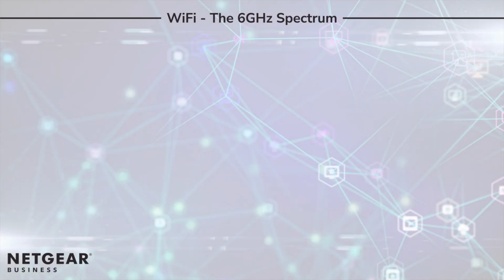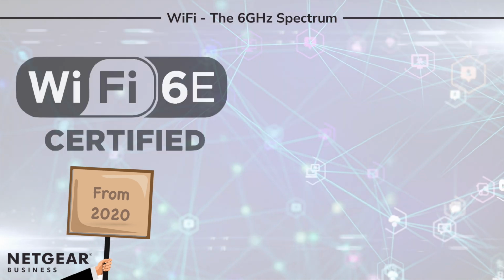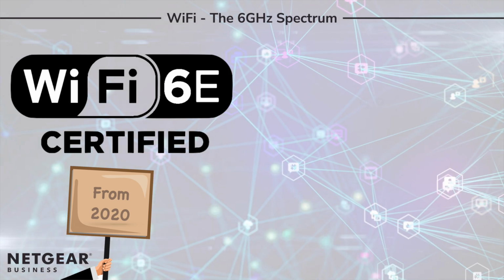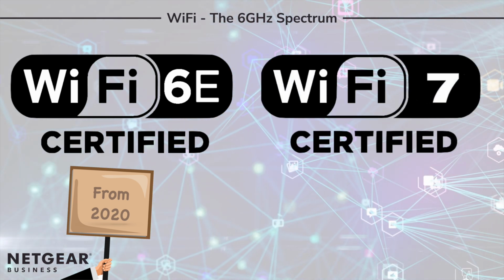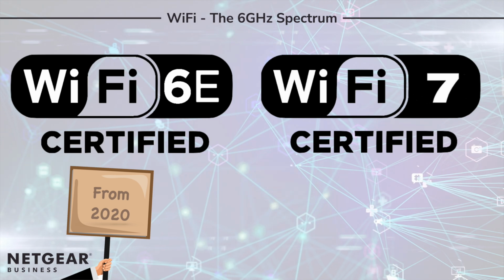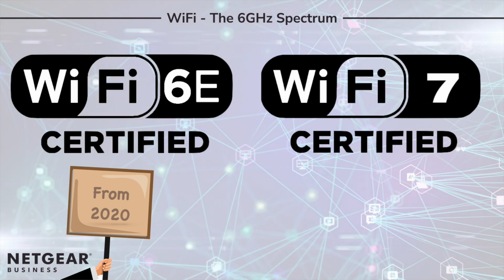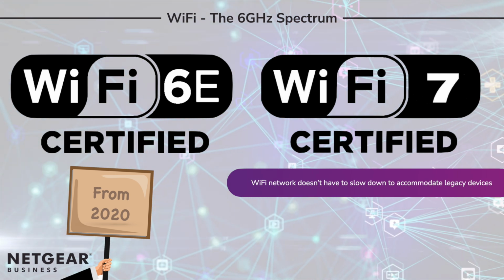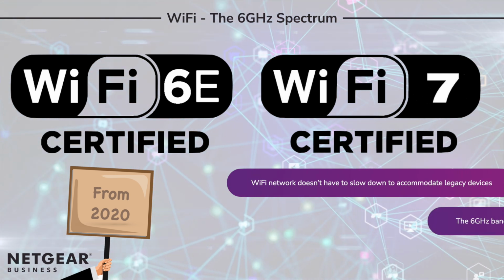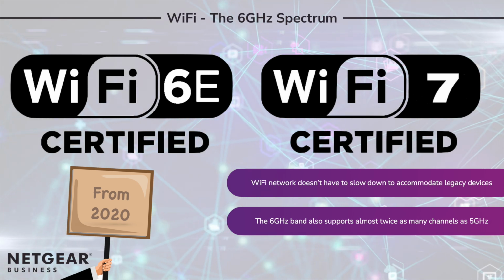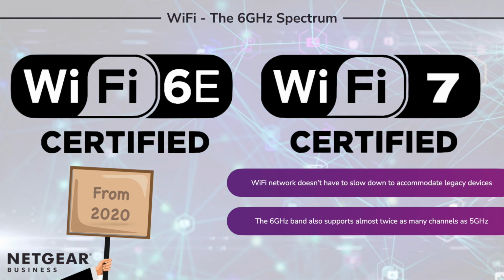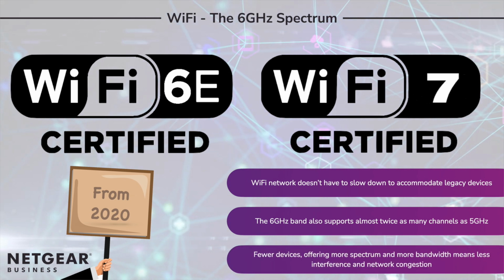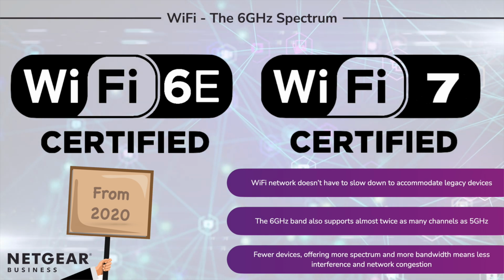The 6 GHz wireless band was introduced with the Wi-Fi 6E standard and is exclusive to devices which support Wi-Fi 6E and newer standards, including Wi-Fi 7 and successive future Wi-Fi versions too, which means that on 6 GHz the Wi-Fi network doesn't need to slow down to accommodate legacy devices. The 6 GHz band also supports almost twice as many channels as 5 GHz. In short, fewer devices offering more spectrum and more bandwidth means less interference and network congestion.